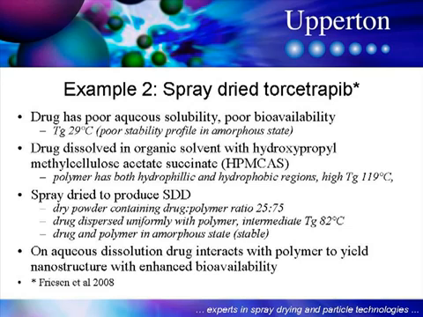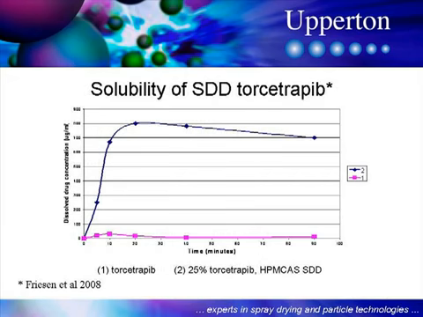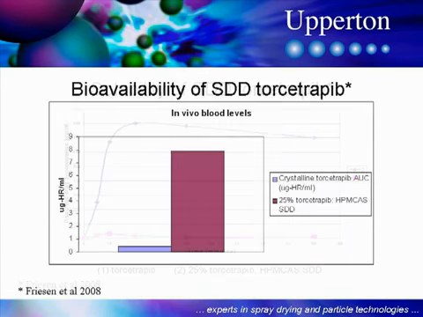What the investigators also found was that the drug and the polymer in the spray-dried dispersion were in the amorphous state. When the spray-dried dispersion is placed in water, it showed excellent dissolution properties. The polymer dissolved rapidly to release the drug in the nanoform. As you can see here, the pink line shows the dissolution profile of crystalline torcetrapib. What Friesen found with his spray-dried dispersion is that in the amorphous form, the torcetrapib HPMCAS spray-dried dispersion had an excellent solubility profile. Not only did it show an excellent solubility profile, it also showed much increased bioavailability.